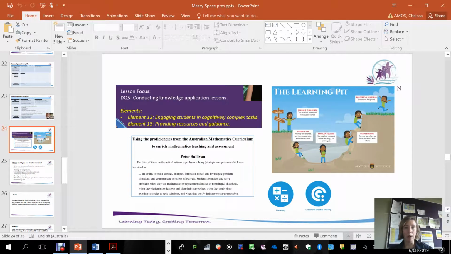Talking about the theory behind it, messy space sits within Design Question 5 in the Art and Science of Teaching, conducting knowledge application lessons, with a particular focus on Element 12, engaging students in cognitively complex tasks, and Element 13, providing resources and guidance. There's also connections with numeracy and critical creative thinking in our Australian curriculum and links to the learning pit within Visible Learning.